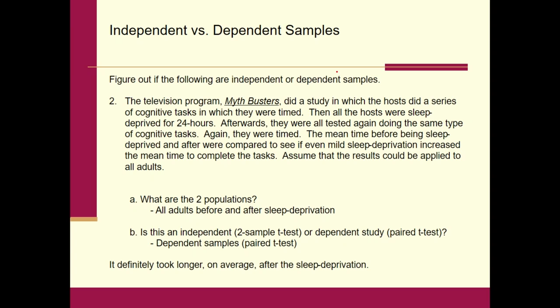Oh, by the way, it definitely took longer on average after the sleep deprivation. I forgot that. Okay, thanks.